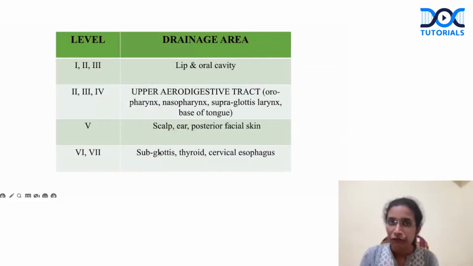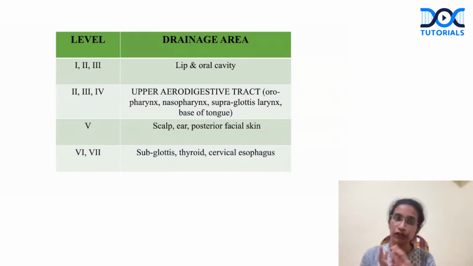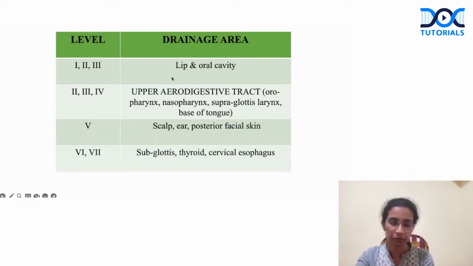Now, what is the importance of knowing the levels? Because according to the levels, these particular levels drain particular anatomical structures. So, knowing the level of the lymph node, you can directly point to the anatomy from which the pathology has originated. If there is enlargement of the level 1, 2, or 3 lymph nodes, probably the primary pathology will be in the oral cavity, including the lips.